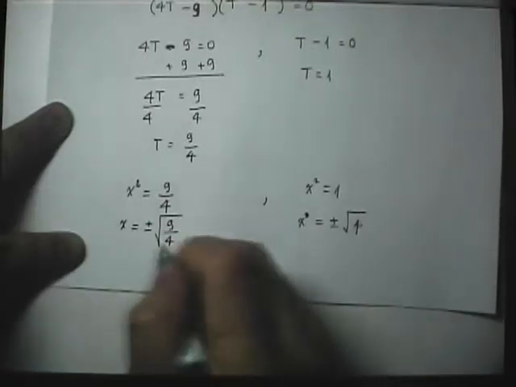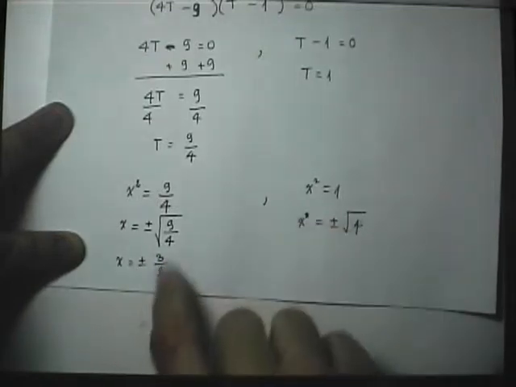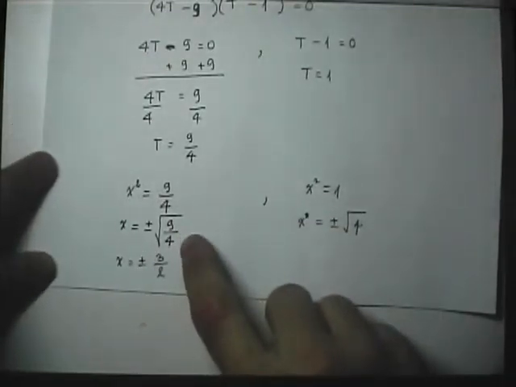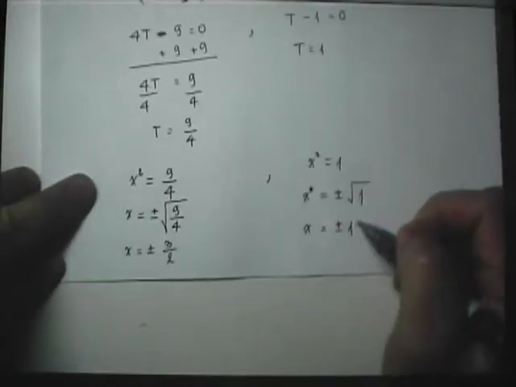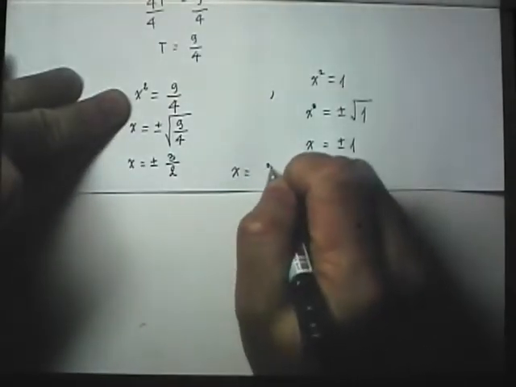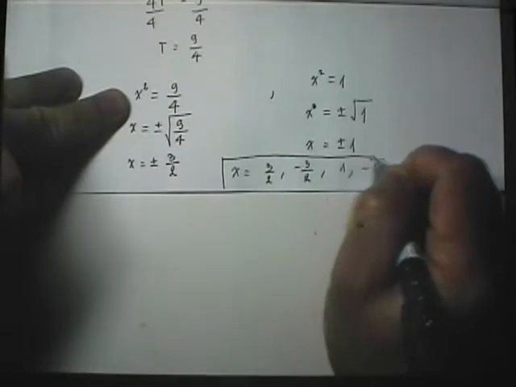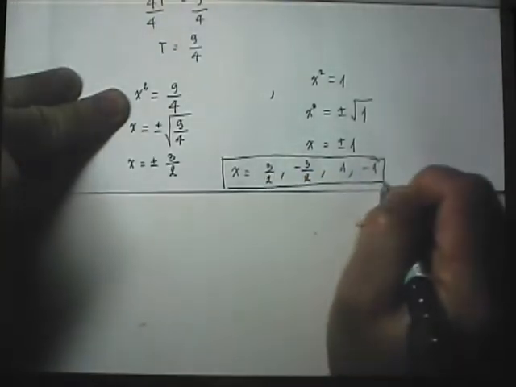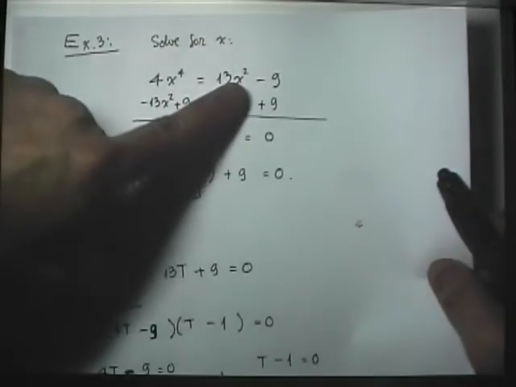So now on my left hand side right here, x equals plus and minus 3 over 2. That's the result for taking the square root of 9 over 4. And then the other x solution of yours is x equals plus and minus 1. So altogether, your solution is going to be 3/2, negative 3/2, 1 and negative 1. And these are all the solutions we have after we solve the quadratic-like equation 4x to the 4th equals 13x squared minus 9.